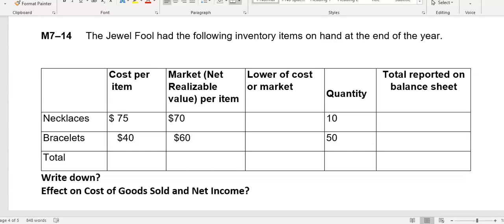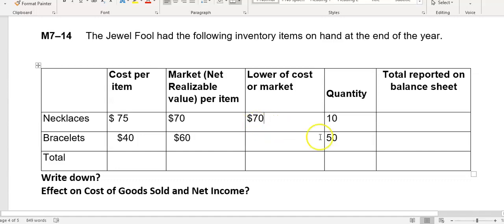So in our example, first of all, the Jewel Fool had the following inventory items on hand at the end of the year. The necklaces originally cost the company $75 each, but now those same necklaces could be bought on the market at $70 a piece, so they've depreciated in value. We then have to report them at their lower market price. Their inventory has suffered a loss, and we are using conservatism in reporting them at their lower value.